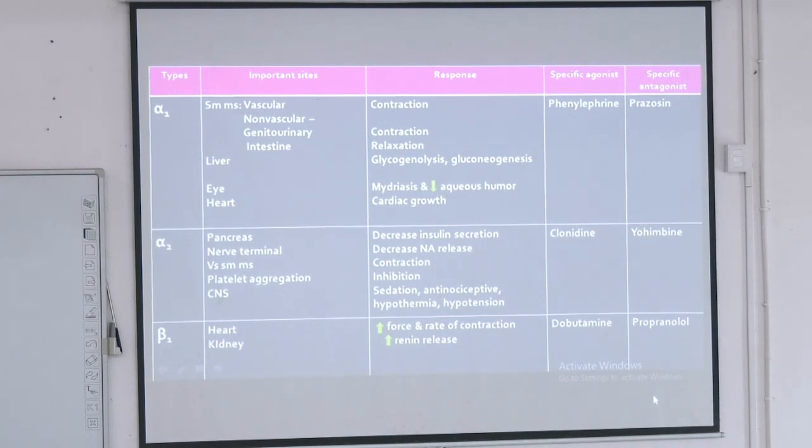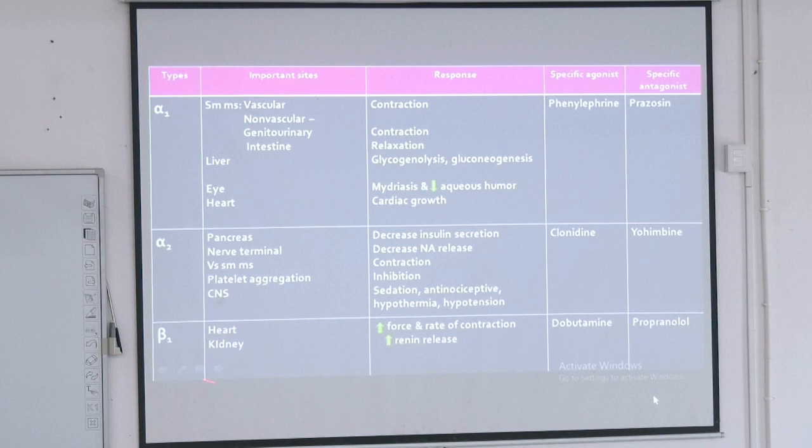Next is the heart. With the help of alpha receptor, there will be cardiac growth. Next is the alpha 2 receptor. Most important is the nerve terminal, decrease norepinephrine release. Next is the pancreas, decrease insulin secretion. But you will be surprised to see here, alpha 2 receptor is usually inhibitory in nature, but in some blood vessels it may cause contraction. But forget this. Platelet, there will be inhibition of platelet aggregation.